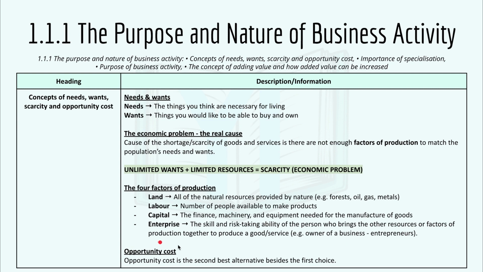And opportunity cost is the second best alternative besides the first choice. Now let's say you have an exam the next day, like let's say I have an exam tomorrow, and instead of revising, I go to the theater or the cinema to watch a movie and spend $50 on that movie. The opportunity cost of going to the cinema would be me staying at home and studying to get a good grade and saving $50 from the movie.